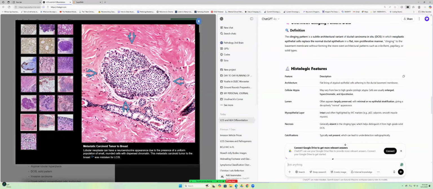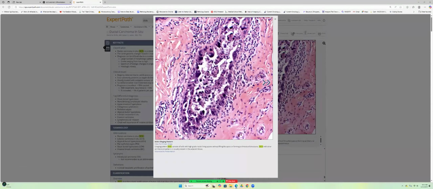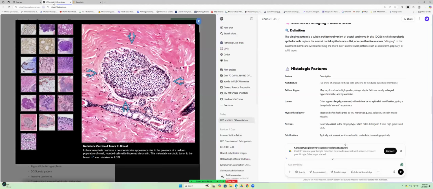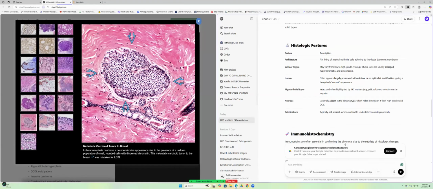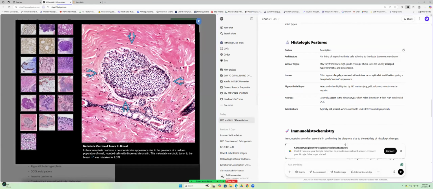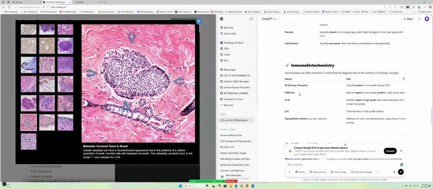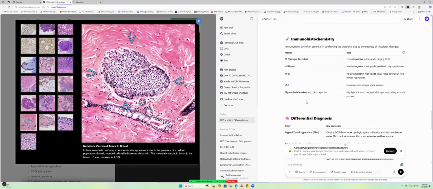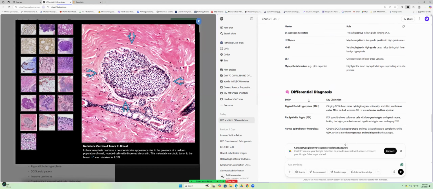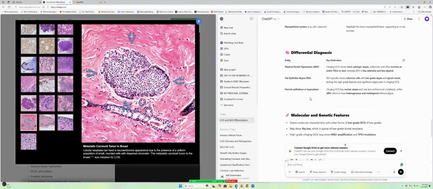There's no epithelial stratification, like here. Significant atypia, one cell layer of atypical cells lining the basement membrane, no stratification. Necrosis is absent. Calcifications are not present. ER positive, HER2 negative. Ki-67 may be present at times. Then for example, ADH, flat epithelial atypia.